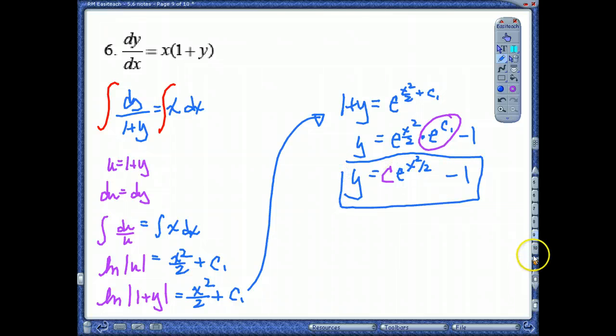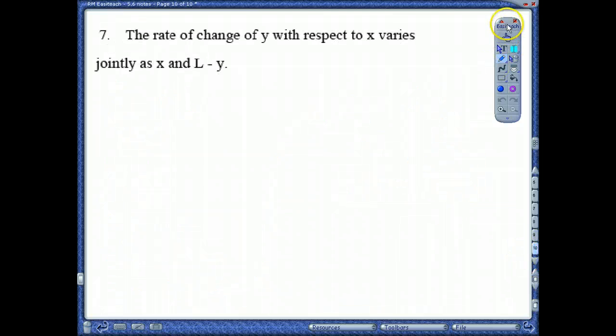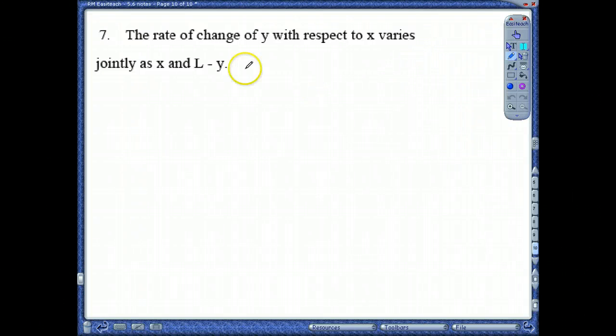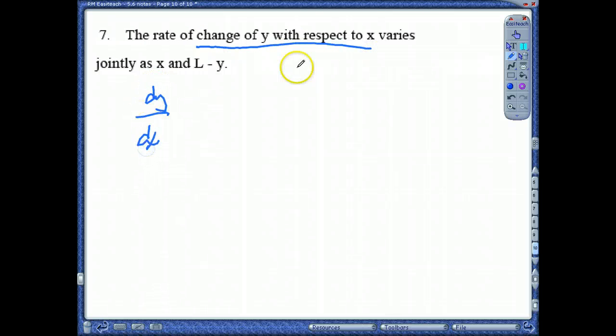Okay. Let's set one more problem up, and we'll see if you can work that, and we'll check that when we get back on the next day. I was going to say on Monday, but I don't want to let this all out. All right, so the rate of change of y with respect to x, dy over dx, varies jointly as x and L minus y. So that's going to equal some constant x times L minus y.